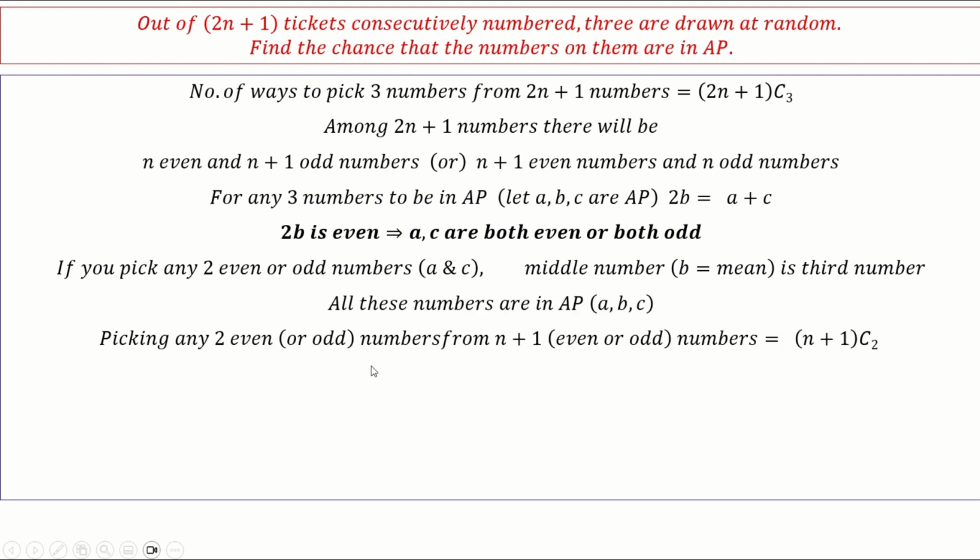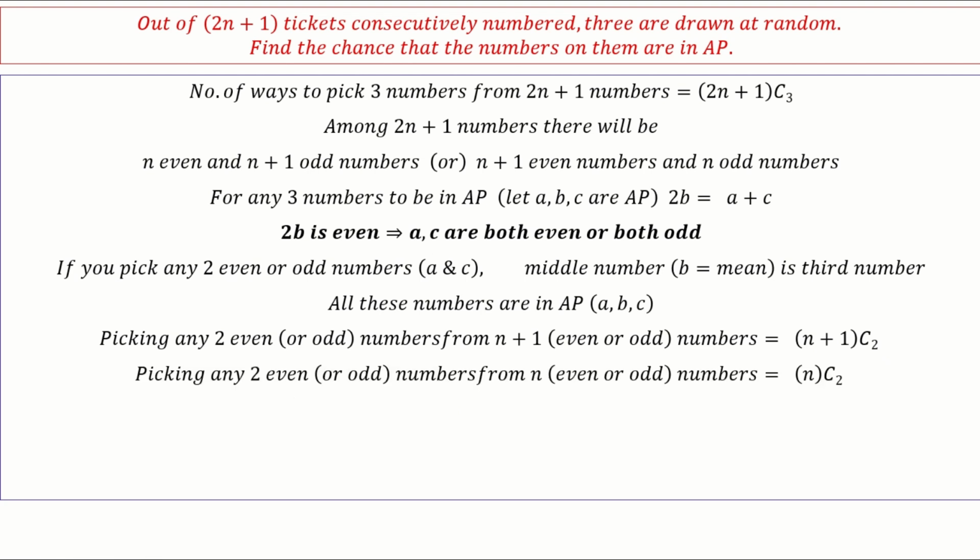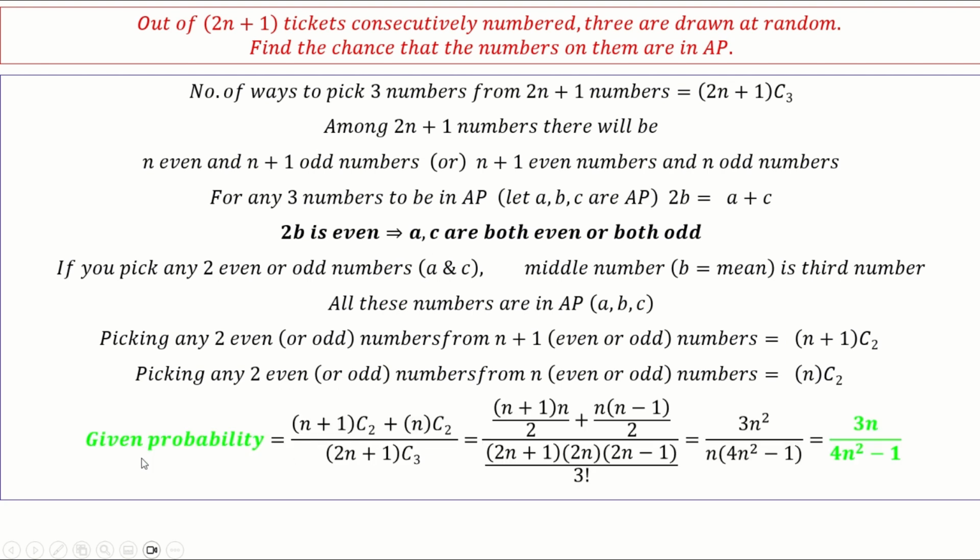Now, picking any two odd or even numbers from n plus 1 even or odd numbers is n plus 1 C 2. This is one option. If you are picking from n numbers, then picking any two even or odd numbers from n even or odd numbers is nC2. So the sum of these two is my numerator, correct? So the given probability is equal to (n plus 1 C 2 plus nC2) divided by 2n plus 1 C 3. If you simplify, you get 3n by (4n squared minus 1). This is the answer.